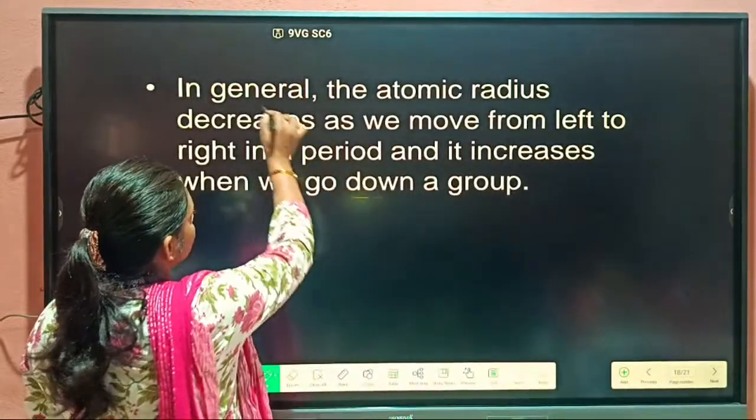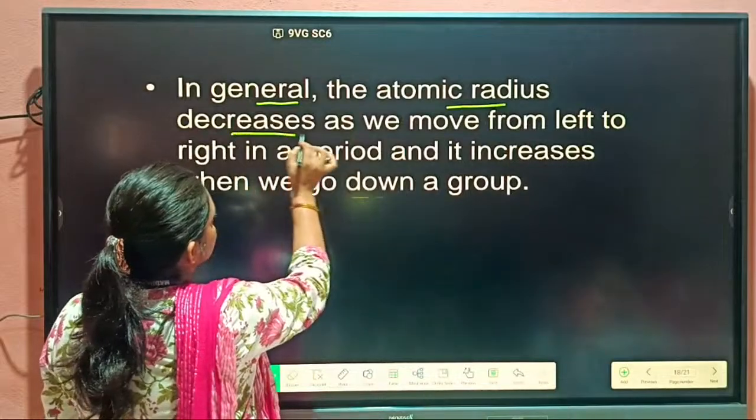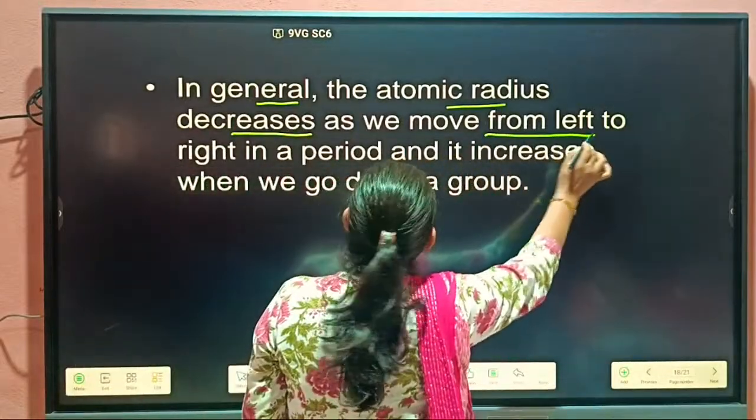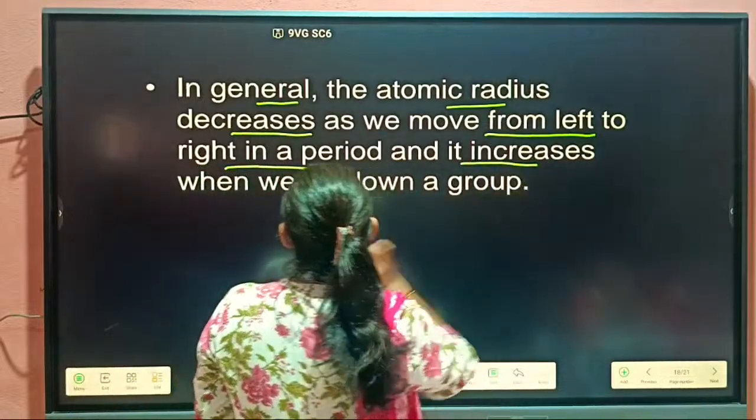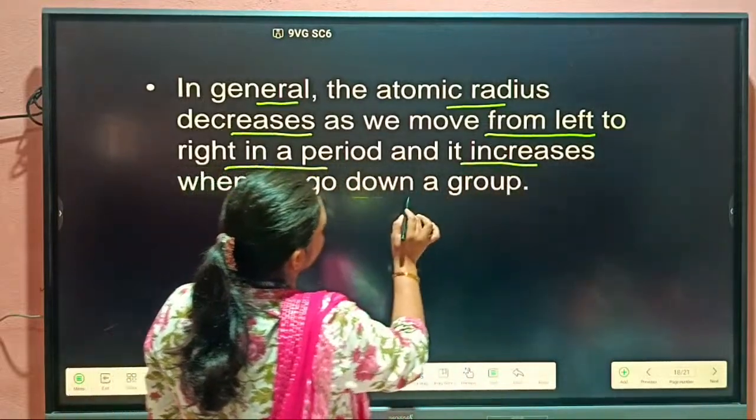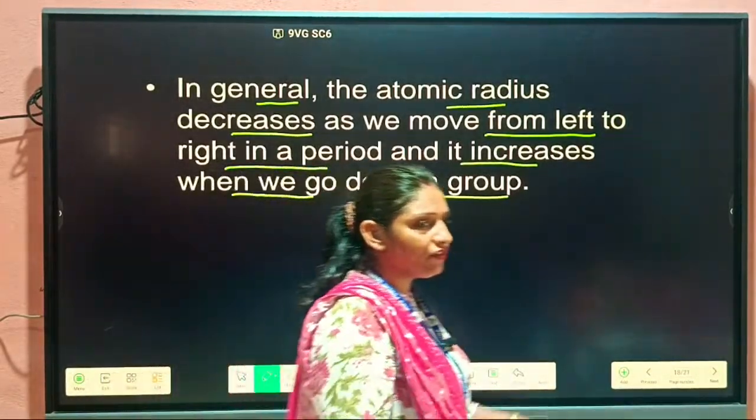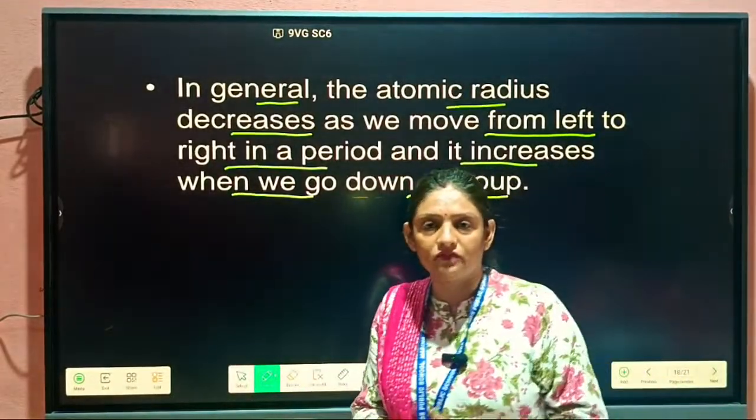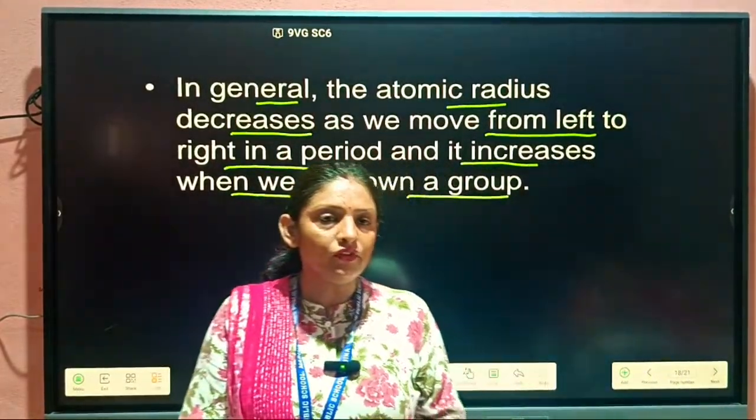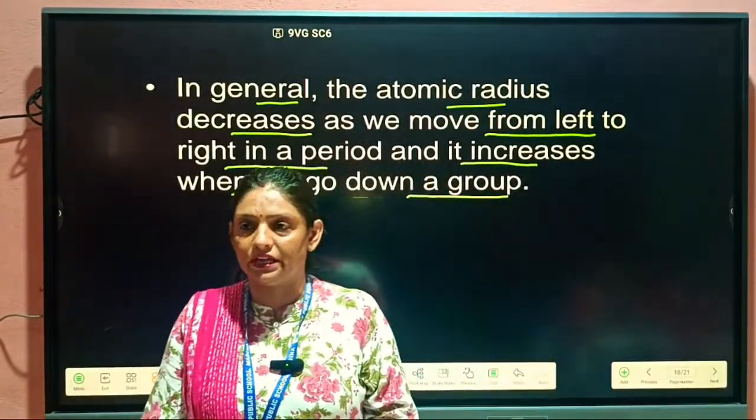In general, the atomic radius decreases as we move from left to right in a period, and it increases when we go down a group. Students, it is difficult to measure the atomic radius of an individual atom, so we will see the trend in group and period for atomic size.